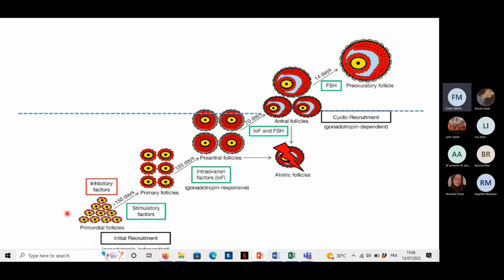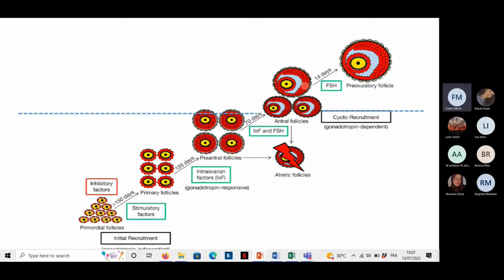And as you can see, this pre-antral stage here is very long. The transition from primordial to primary follicles takes 150 days. Then the transition from primary to pre-antral follicles takes 120 days. And then from pre-antral to antral, it takes 70 days. So it's very long, and it's not dependent on the menstrual cycle. However, what is the cyclic follicular development is the recruitment of the antral follicles at each menstrual cycle.